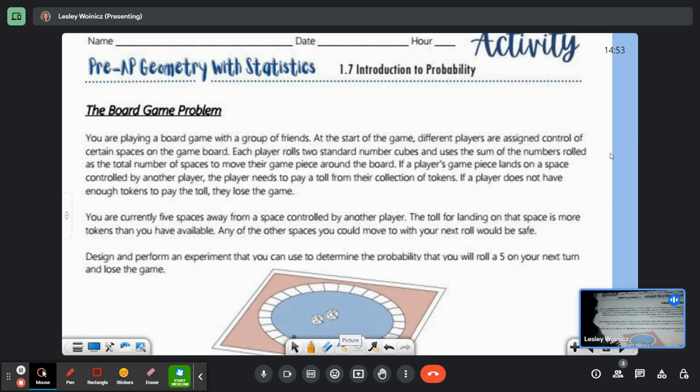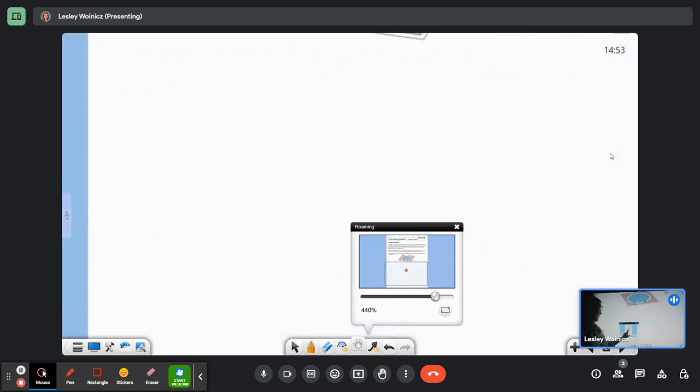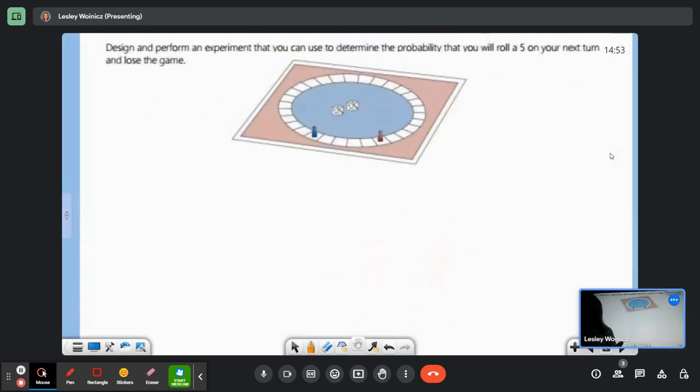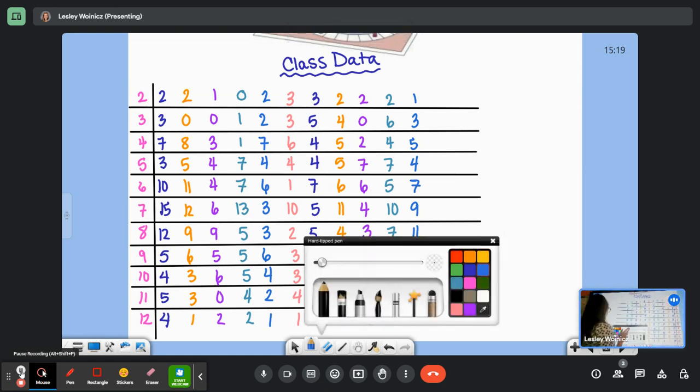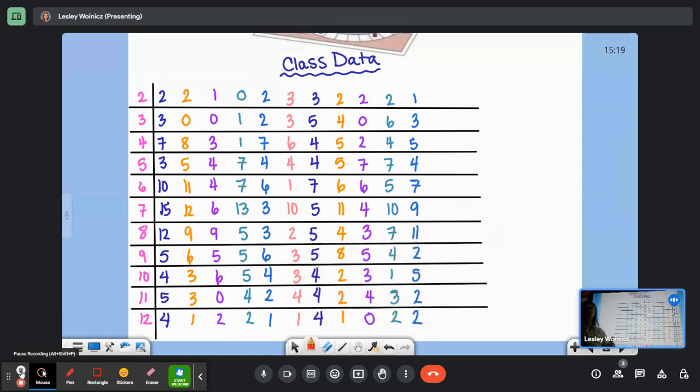So in the space down here below the picture, that's your space for designing your experiment and performing your experiment. So I'm going to hand out your dice. Okay, so this is what a bunch of you told me. I didn't get everybody, but I got a lot of you. Stop rolling the dice.